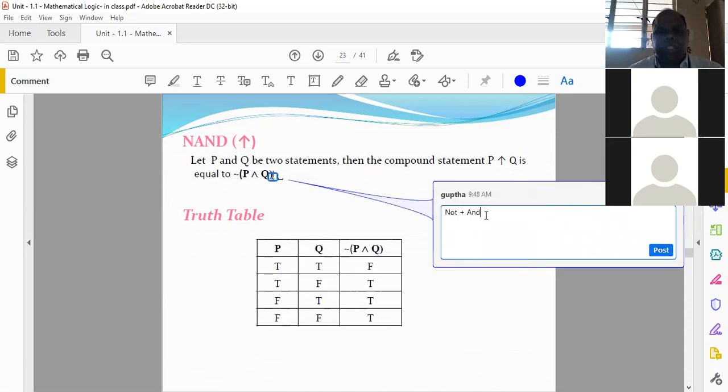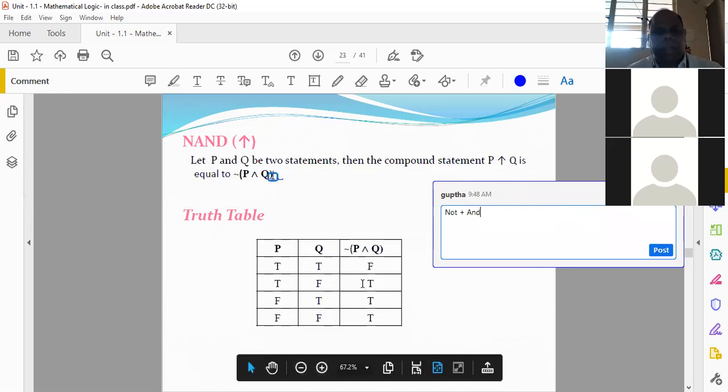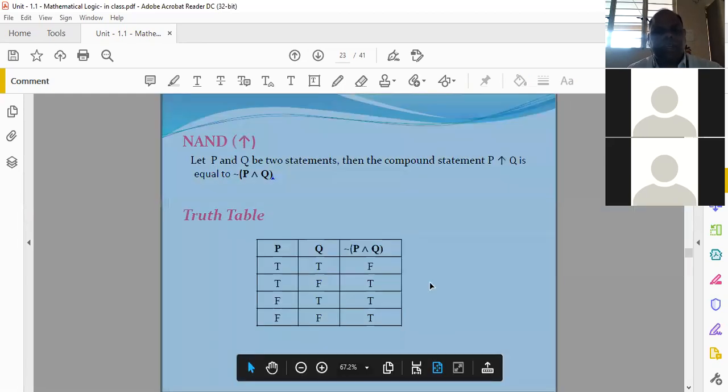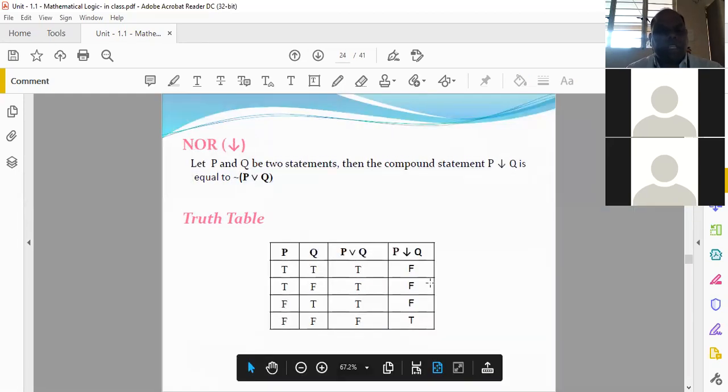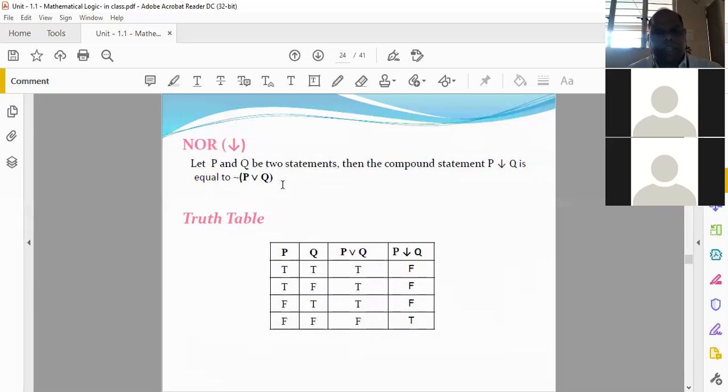That's why they write not, bracket open, P and Q. P and Q, that's a not plus and. So same as NOT, here also the same thing.